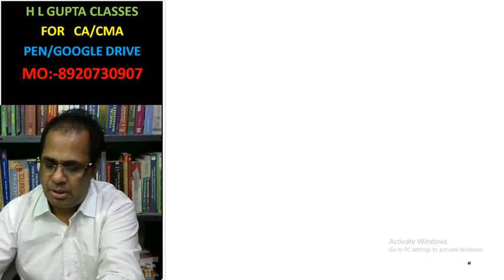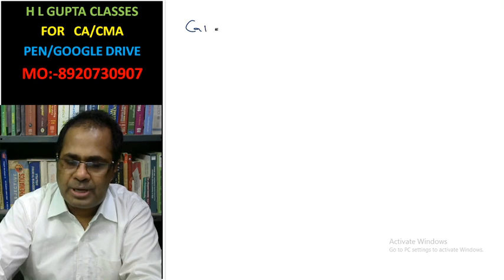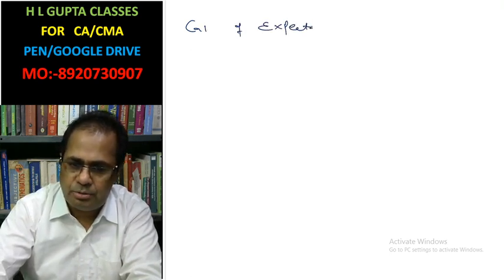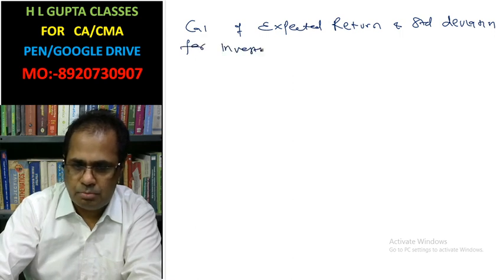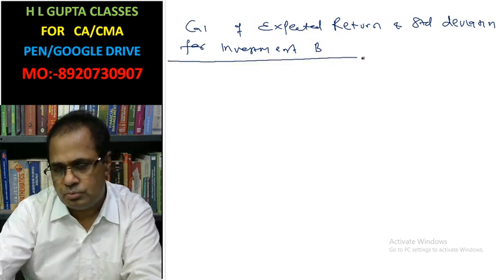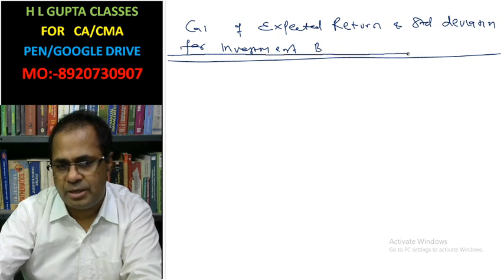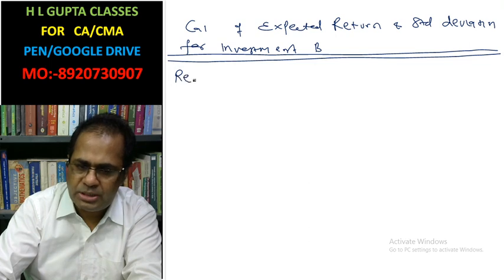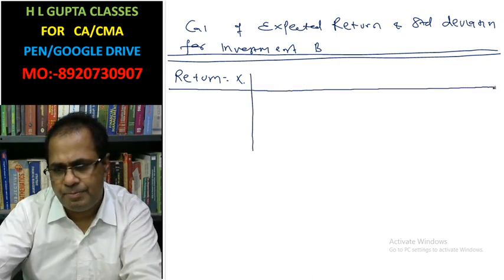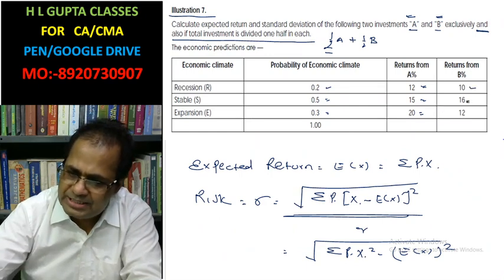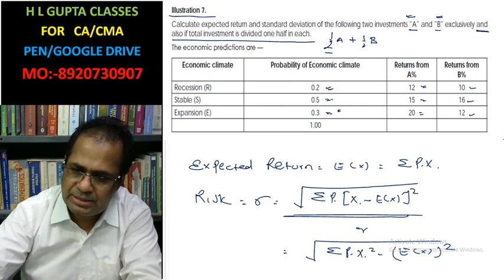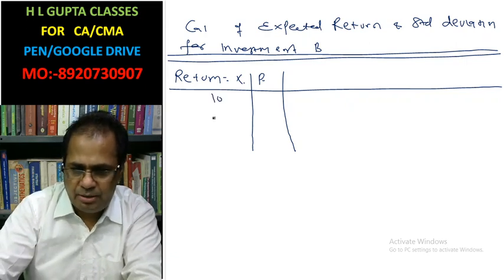Exactly the same way we can calculate the expected return and standard deviation for investment B. Okay, I am going to calculate the standard deviation and expected return for investment B. So here, what is the return of B? Return is represented by X and this is your Pi. Now what is the return of B? You have B return is 10%, 16%, 12%, and probability is 0.2, 0.5, 0.3.